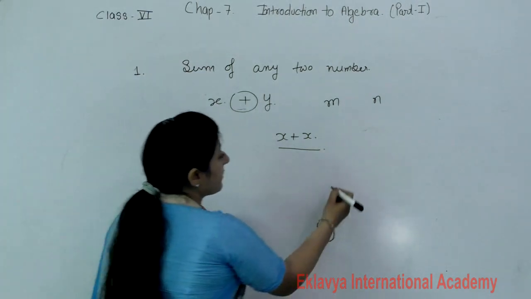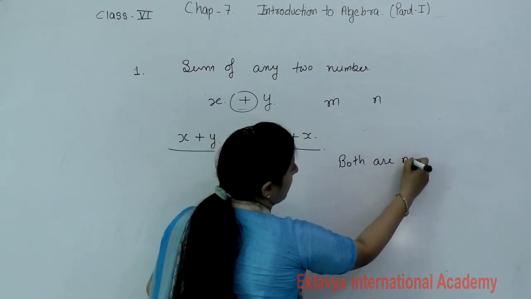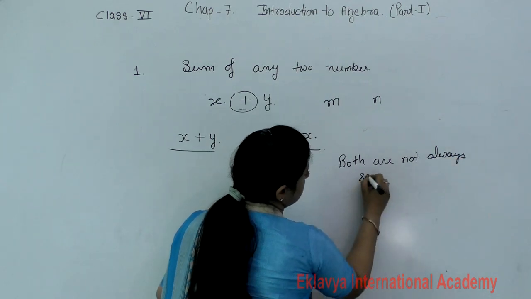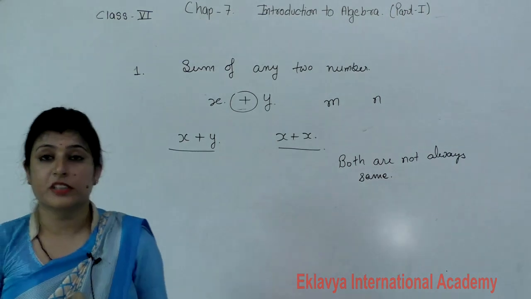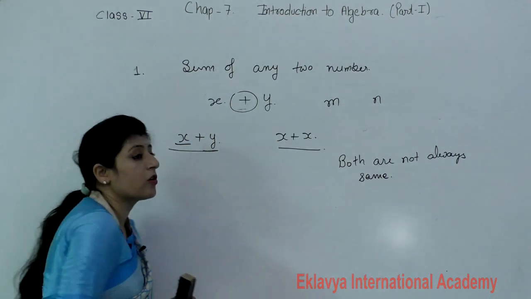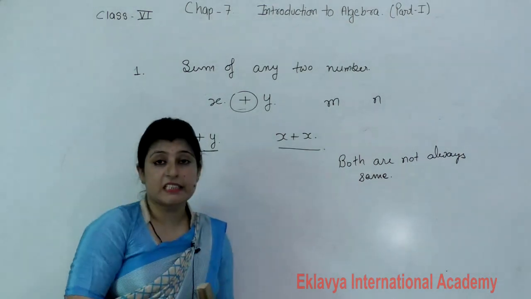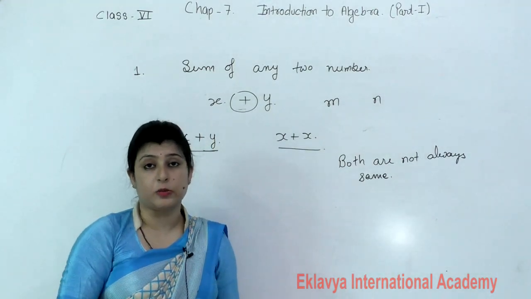Your answer will be both are not always same. What is the meaning of this? x plus y, there are two unknown variables. It is not necessary for this that they have same value.